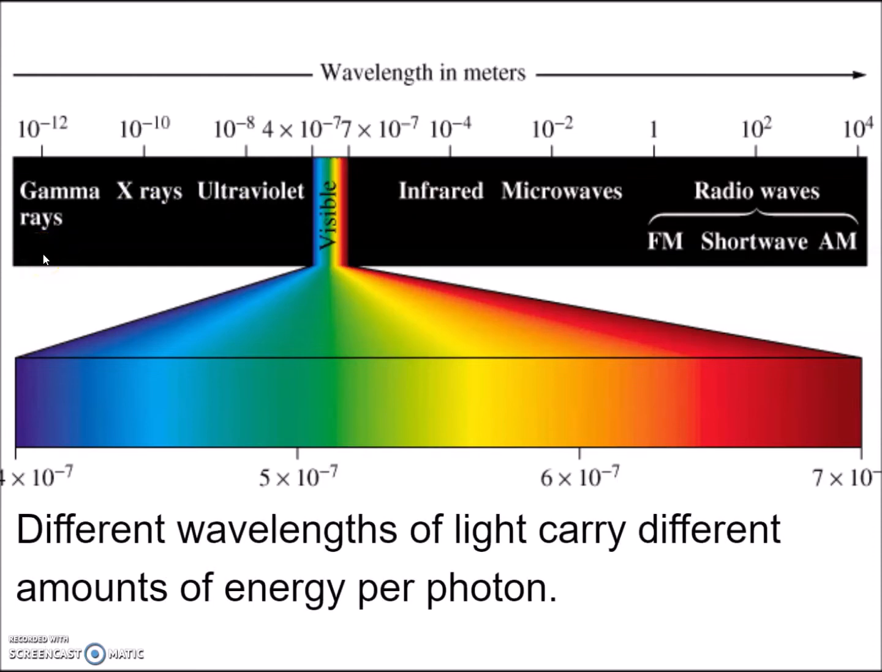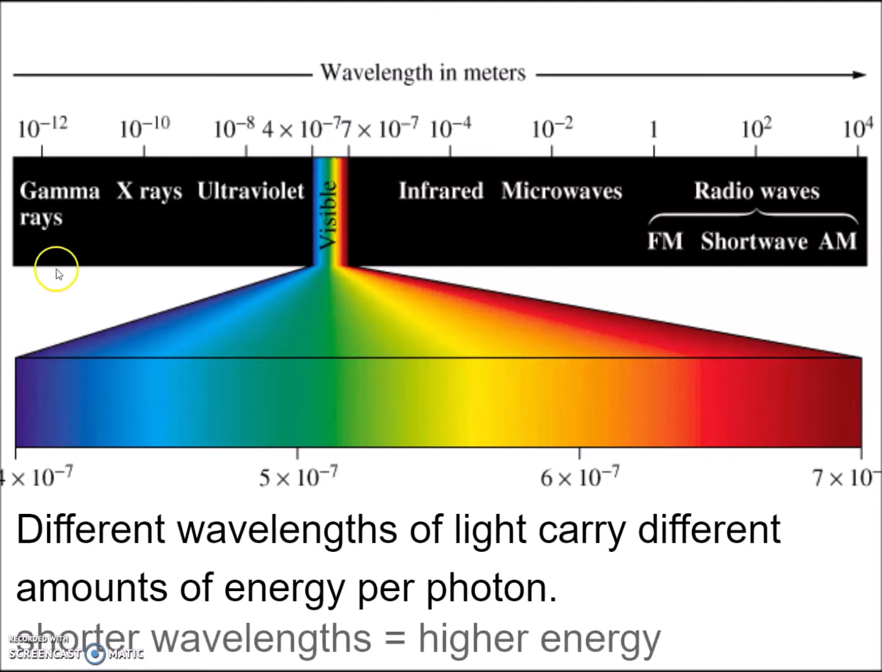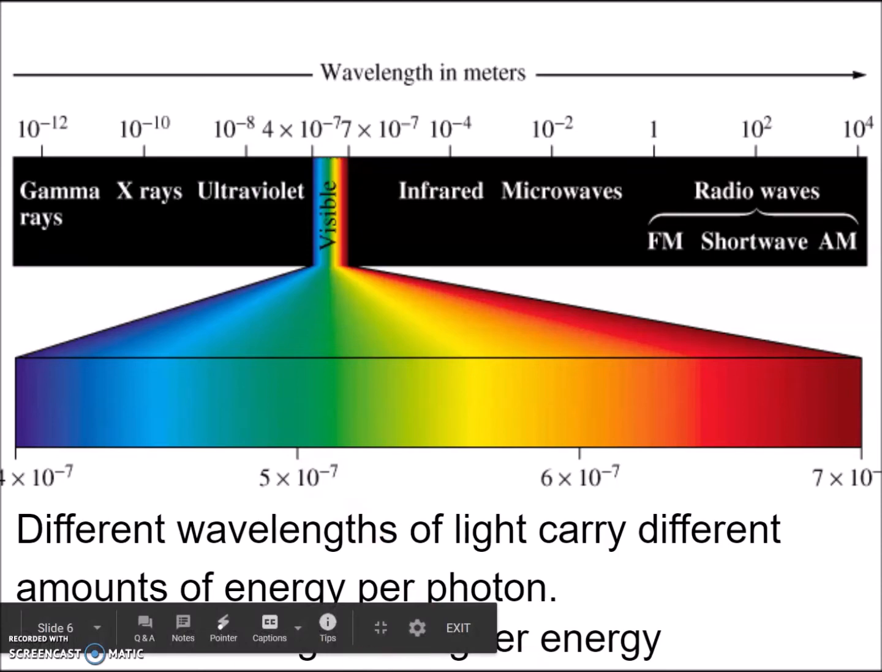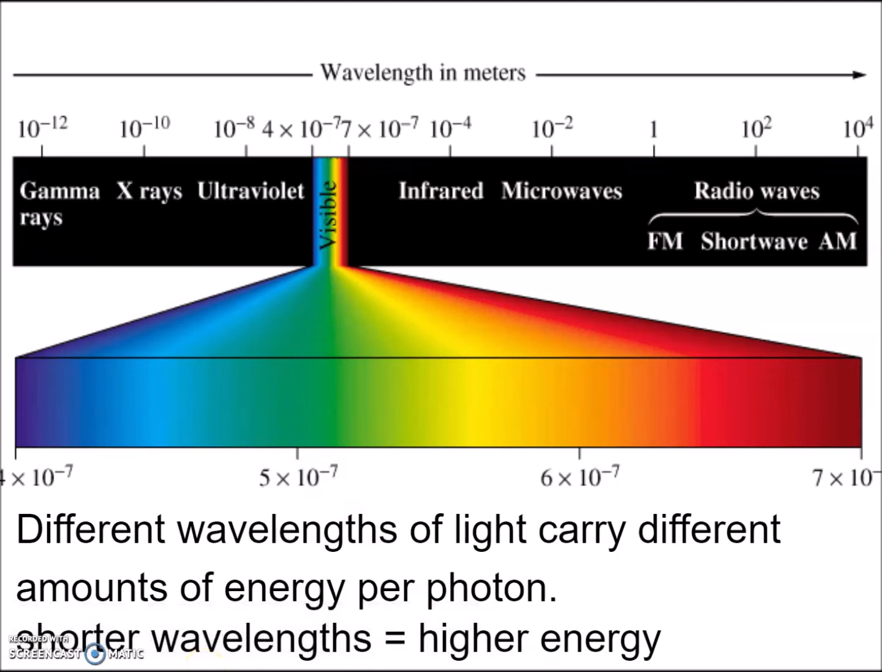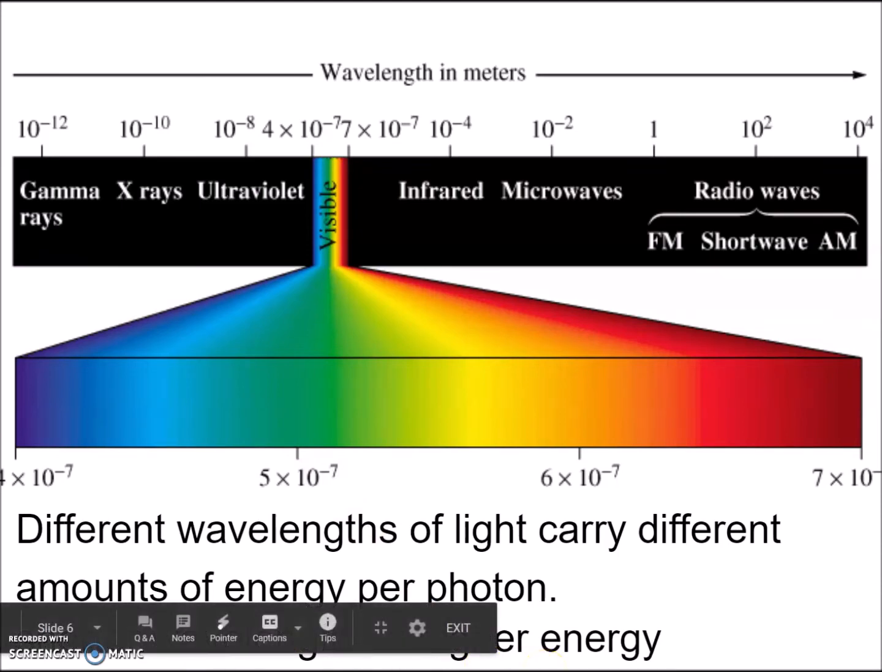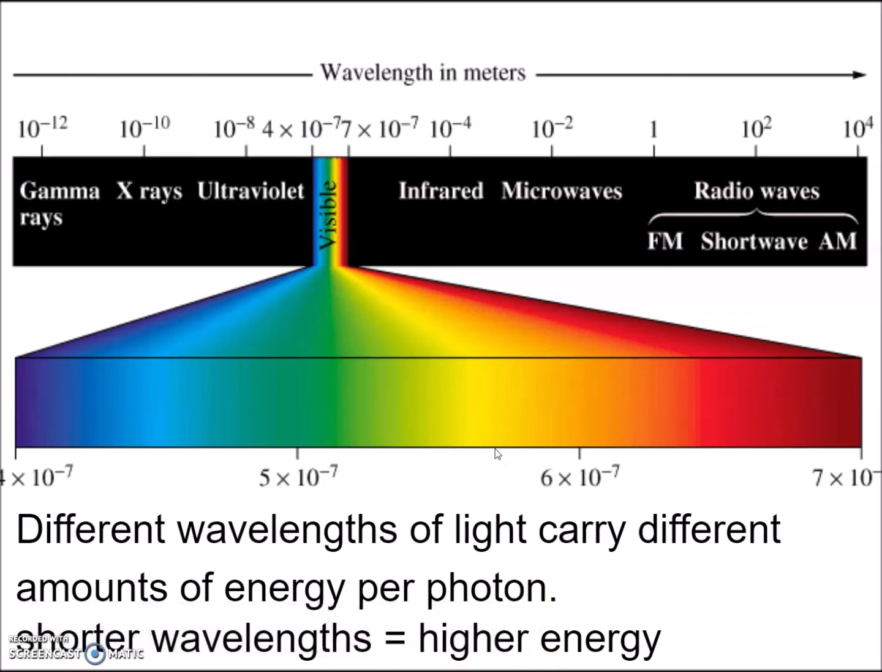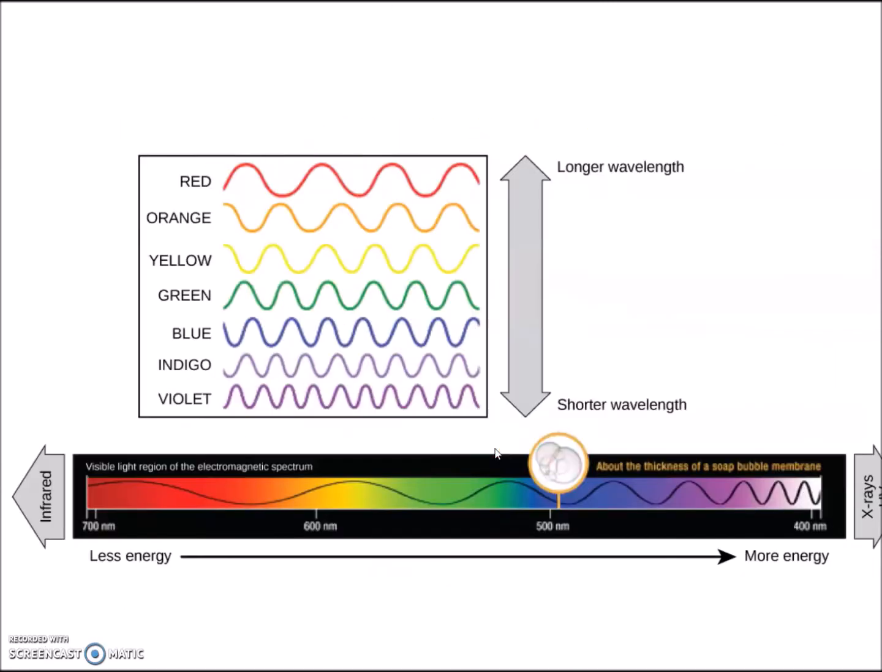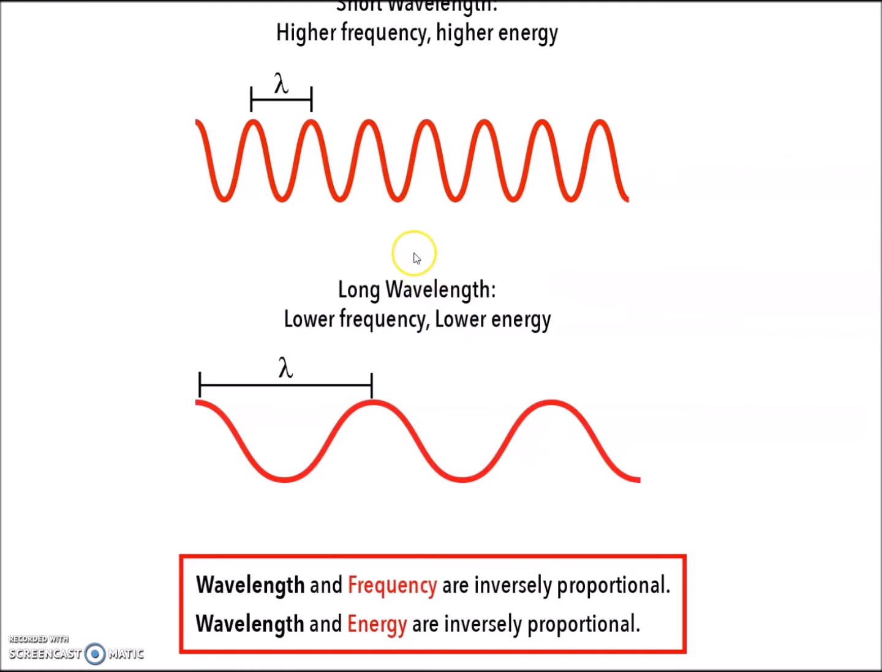Different wavelengths of light correspond to different amounts of energy per photon, with this general trend. The shorter the wavelength, the higher the energy. Now that's interesting. Why would they say shorter wavelengths correspond to higher energy? Well, remember that all electromagnetic radiation travels at the same velocity. So take a look at this.